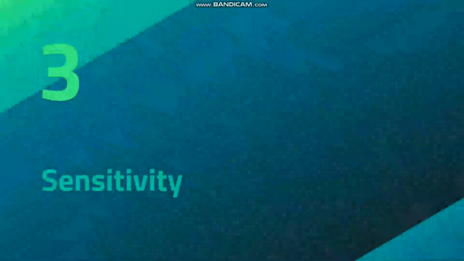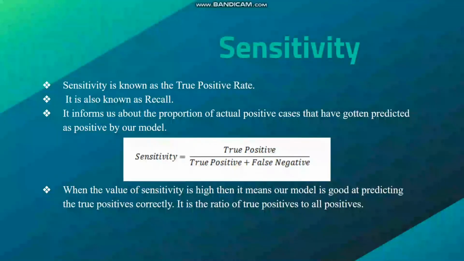Third is sensitivity. Sensitivity is also known as true positive rate. It is also called recall. It informs us about the proportion of actual positive cases that have gotten predicted as positive by our model. Means the person is positive and our model also predicted positive for that. Means it is true positive.